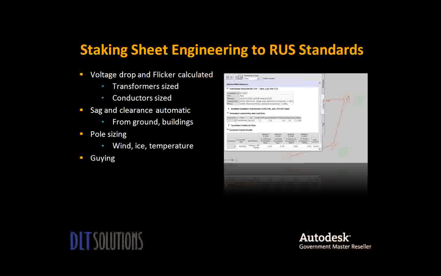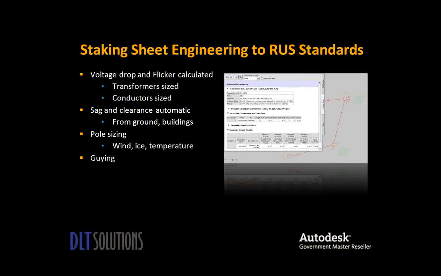So everybody has design standards. They're specific to the RUS. And what are they? For instance, voltage drop and flicker calculations on the secondaries and the transformers, so that every single overhead transformer and every single secondary conductor and service conductor is sized appropriately to the load. All those standards are built into it.